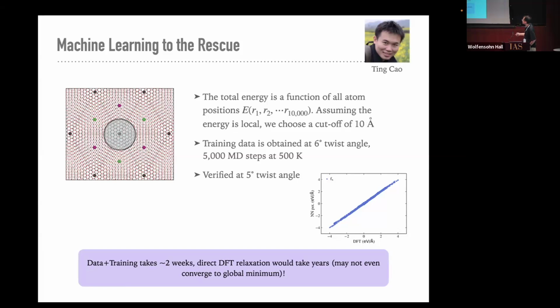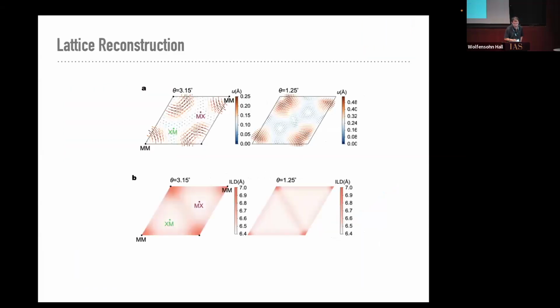And finally, we can also verify this because the training is done at 6 degrees. Then we can verify this neural network representation of the interatomic potential at 5 degrees. You can see that this is from direct DFT calculation, this is from our neural net, and it really agrees very well. So with the neural network trained, we can easily obtain the relaxation pattern within seconds. All right, so enough about that. Now let's actually look at the result.